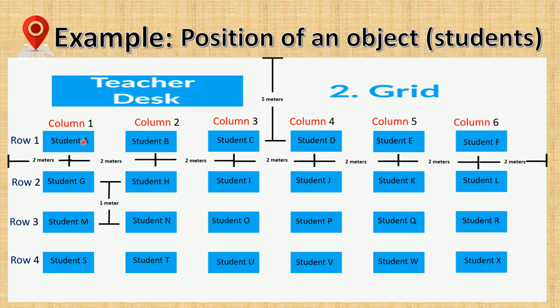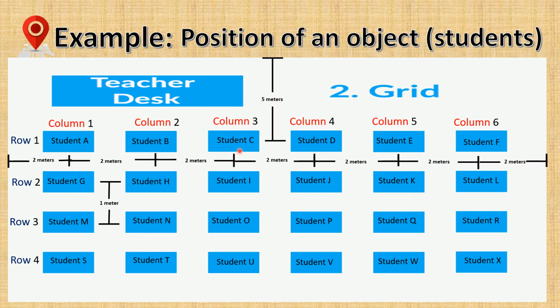How about the distance of the students A to G, the column? Okay, so what is the distance of the students in each column? So the distance of the students in each column is 1 meter. Okay, so let us determine, for example, what is the position of student letter C? So we can say that the position of student letter C is 5 meters.